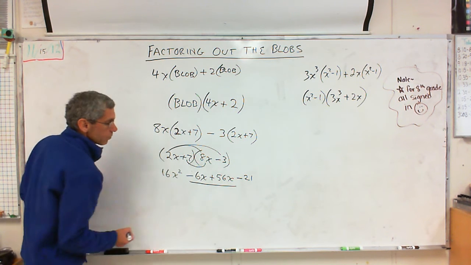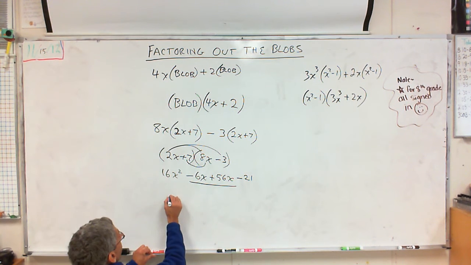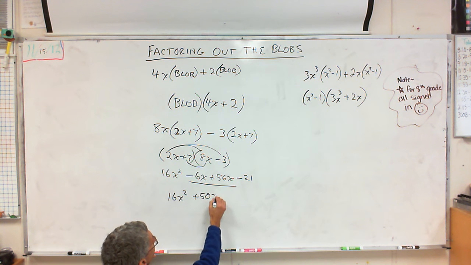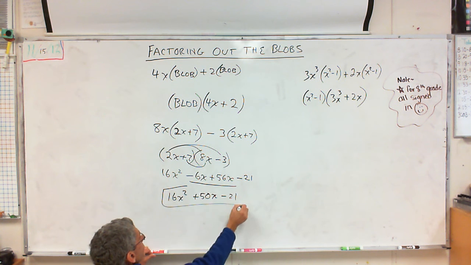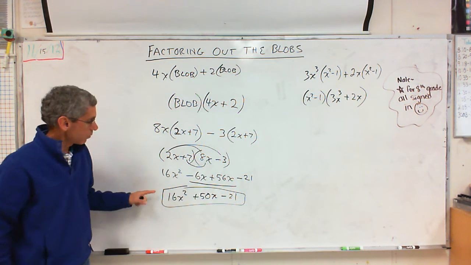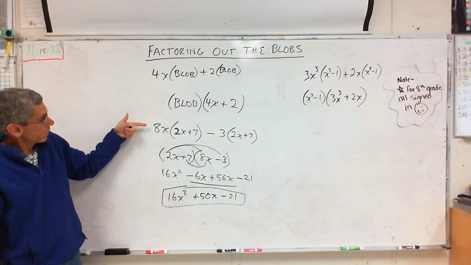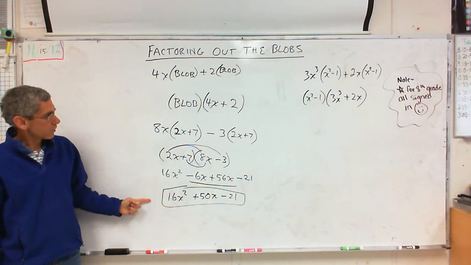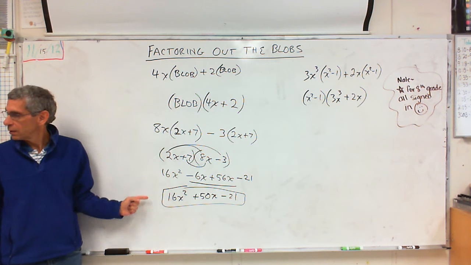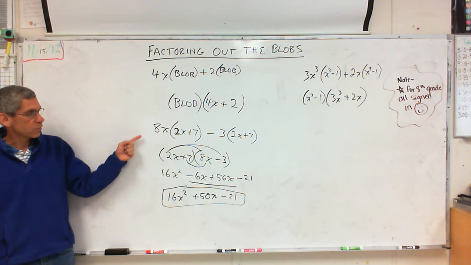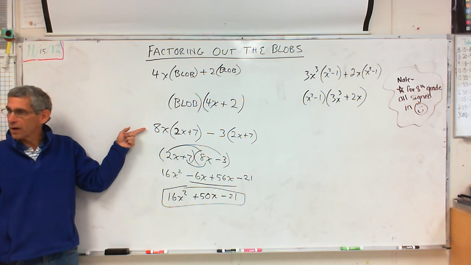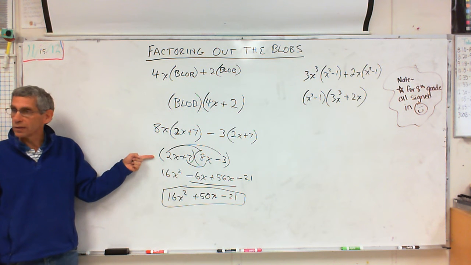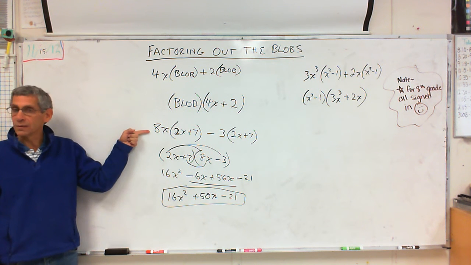But these two you could combine, and then you'd have 16x squared plus 50x minus 21, right? And so that would be your trinomial. So really this is the same as this. These two things are exactly the same. They're just written differently. This is not a very user-friendly format. This is a little more user-friendly. This is actually quite user-friendly too. These two are very user-friendly. This one really isn't.